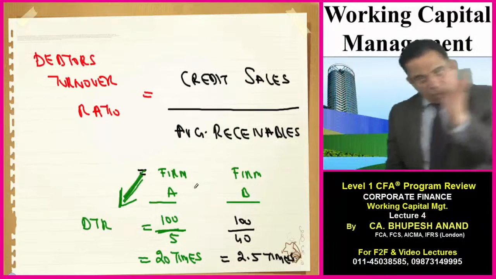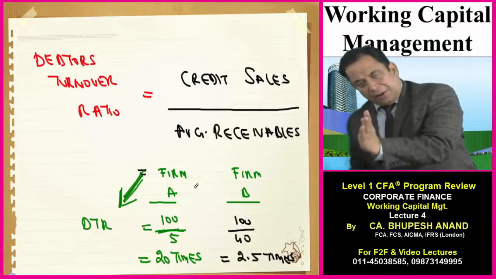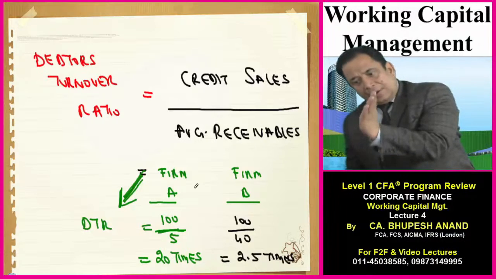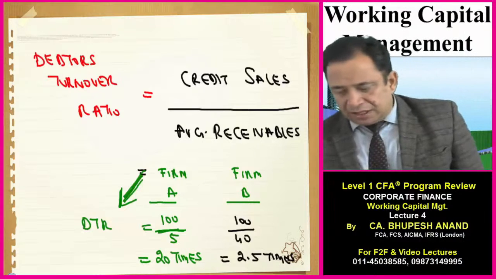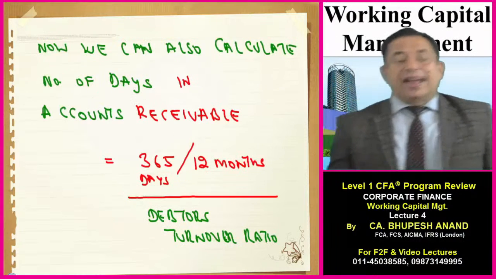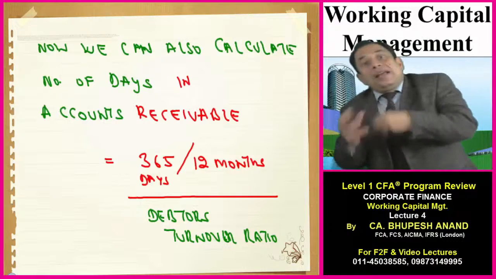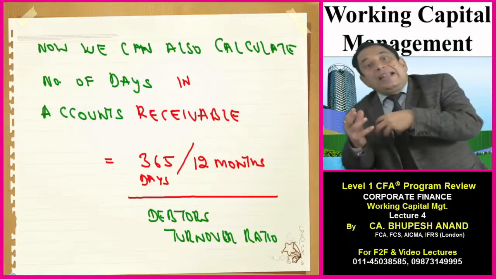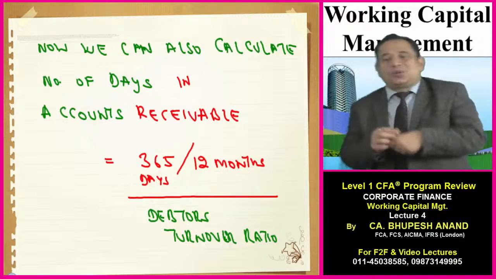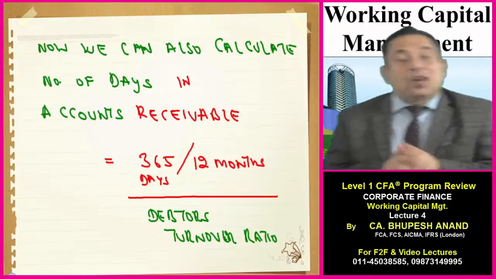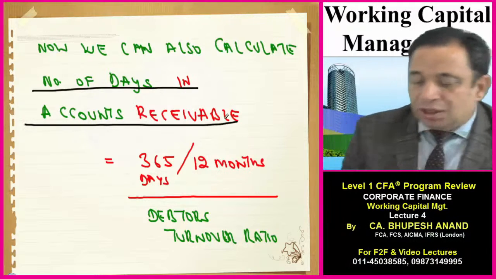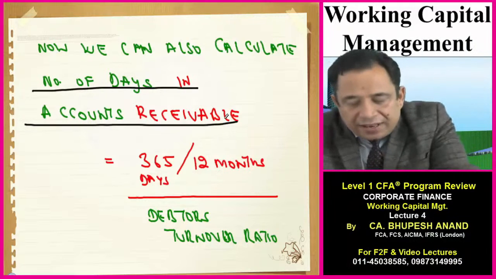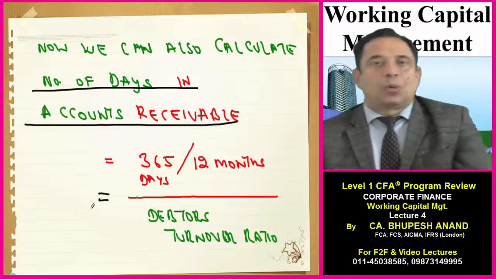So debtors turnover ratio, the formula is credit sales upon average receivables. Now I am using the formula, and it is 20 times for firm A and 2.5 times for firm B. We have just calculated that, and now I can also calculate the average debtor cycle, or number of days in accounts receivable. Number of days in accounts receivable is 365 days upon debtors turnover ratio.